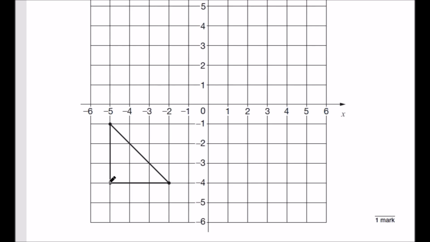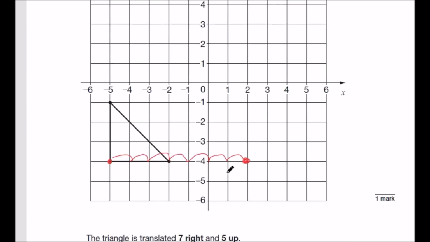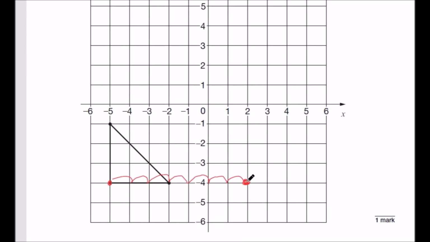We're going to start from the bottom left corner. Let's move it 7 across: 1, 2, 3, 4, 5, 6, 7. So we'll be here, and going up, how many up? 5 up: 1, 2, 3, 4, 5. So that means its new position from the bottom left corner will be here.